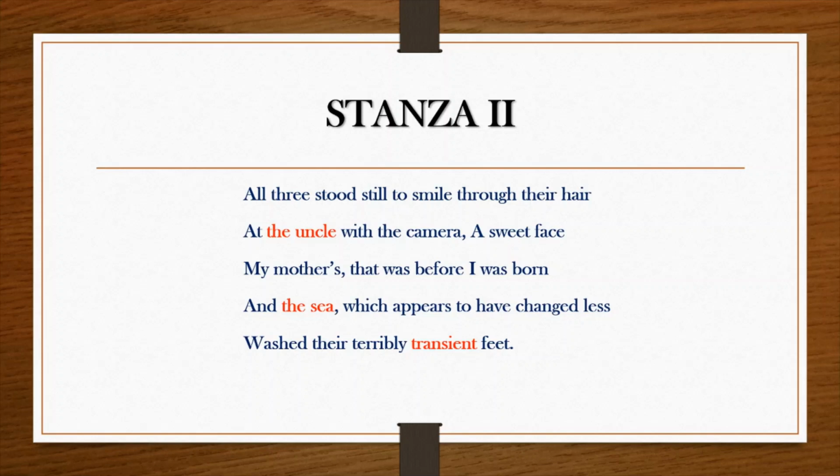The only thing that has remained unchanged is the sea, the same sea to which they went for their holiday. The sea which was washing the feet of all three girls remains unchanged. The mention of the word transient here indicates the ever-changing lives of human beings, and this is the theme of the poem: the ever-changing lives of human beings as well as the shortness of their stay in this world.